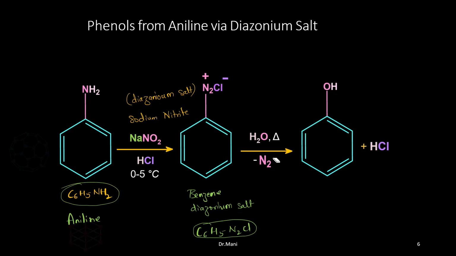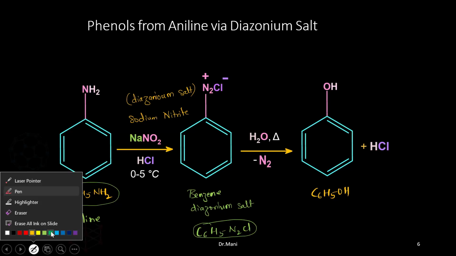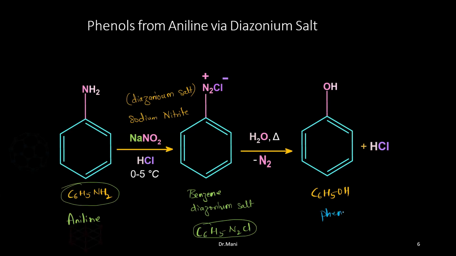Now you are treating with the warm water, so it will give the phenol, that is C6H5OH. So when you treat with warm water, it will give the phenol. What we are doing here is, the benzene diazonium salt is hydrolyzed. Whenever you treat something with water, we call it hydrolyzed, that means water is added. So it is hydrolyzed to form phenol.